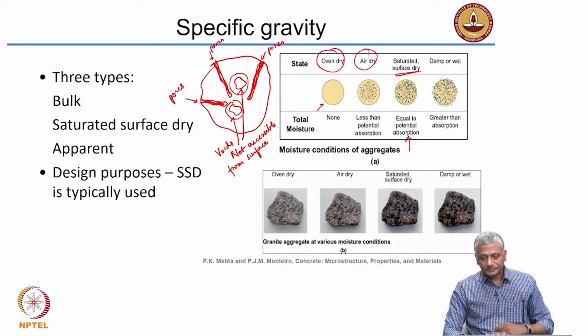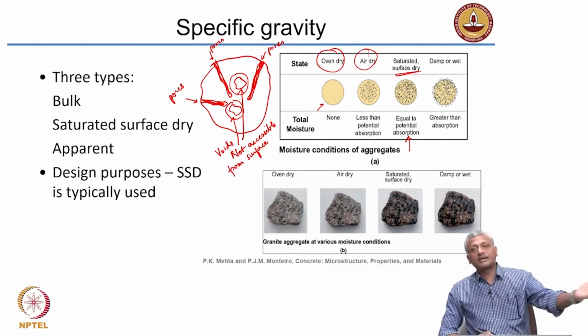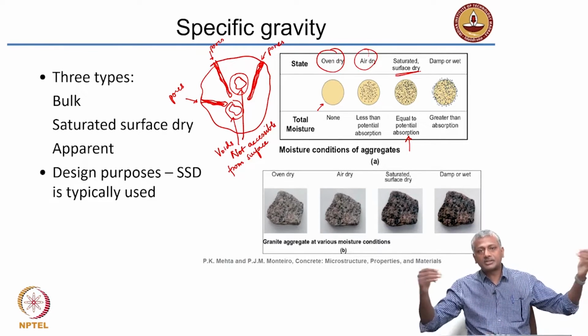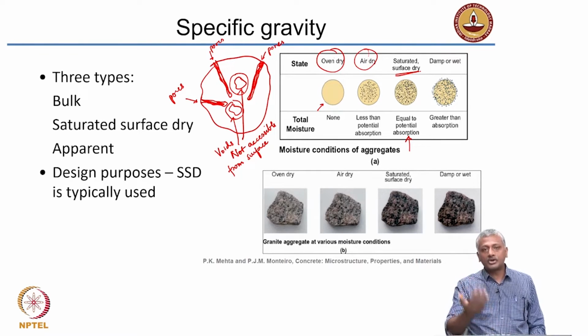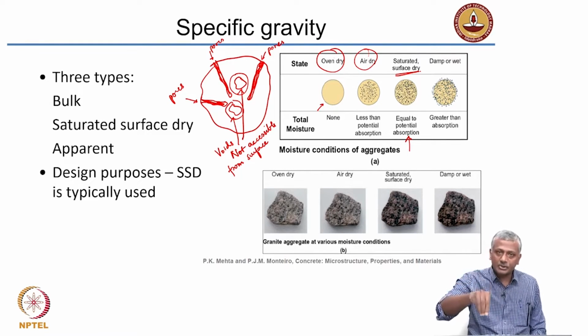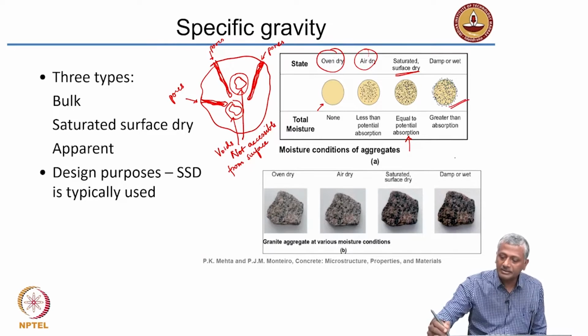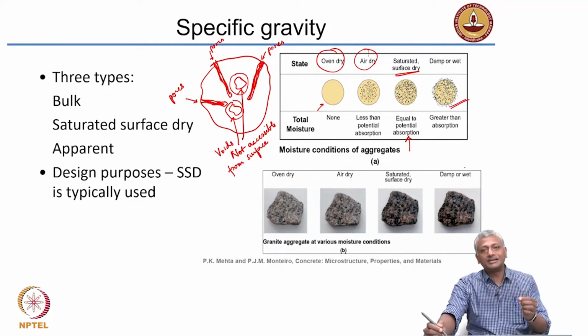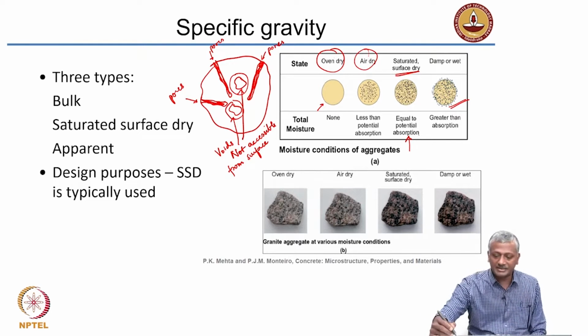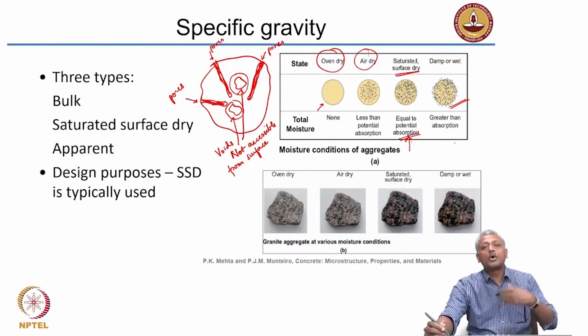But then when you have aggregates lying outside in the job site subjected to rain, you have moisture which is completely saturating the aggregate and also leaving behind a film of water on the surface. That is called wet aggregate, where the moisture content is greater than the amount that can be absorbed by the aggregate. So, this is exactly equal to potential absorption level, aggregate absorption level, and this is more moist than absorption level.